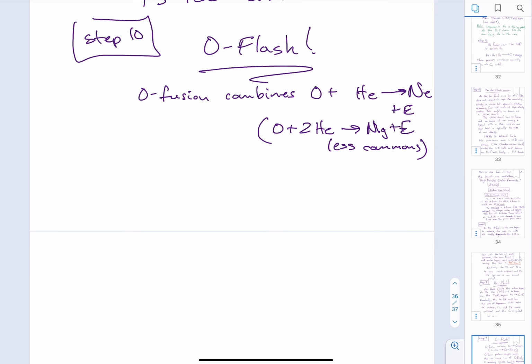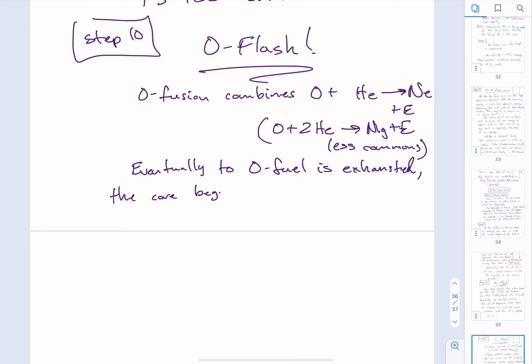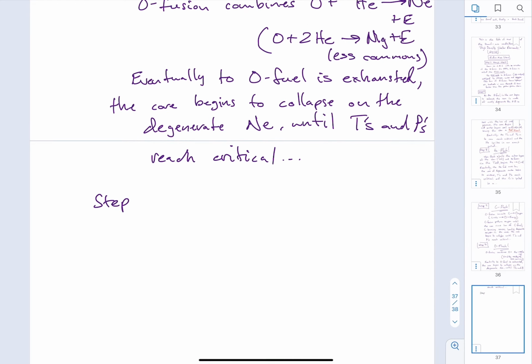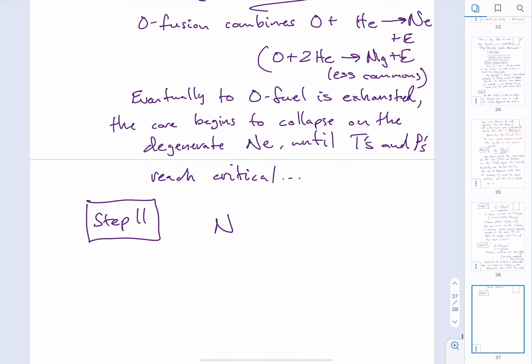As I said, it's going to feel very redundant, so we can note that eventually the oxygen fuel is exhausted. The core begins to collapse on the degenerate neon until temperatures and pressures reach critical. And what happens, of course, is a neon flash. It's probably the prettiest of the flashes, in my opinion.